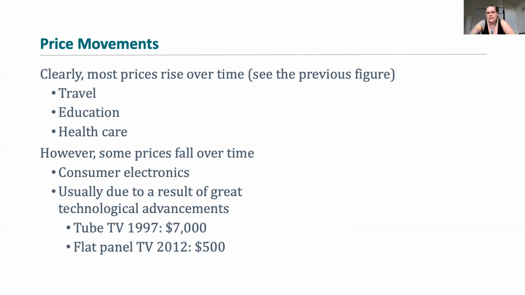In 1997, the best television on the market was about $7,000. And then by 2012, the best television on the market was about $500. And I'm using best here as, on average, the kind of television that would have been the best kind that you could get. But this is a really unique market because the quality of the technology is increasing. Another example of this is computers.